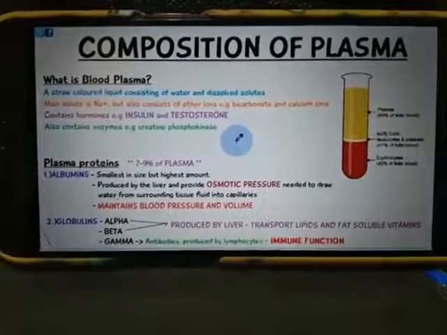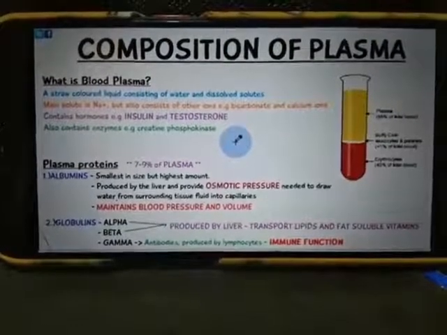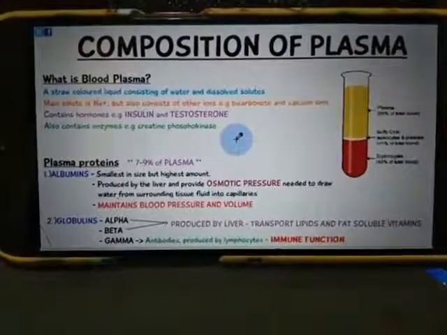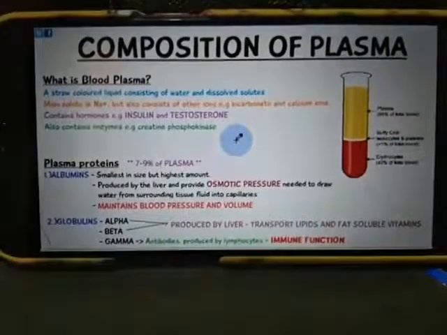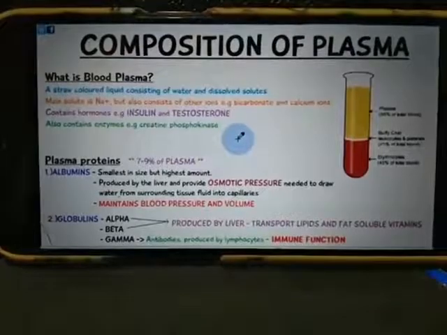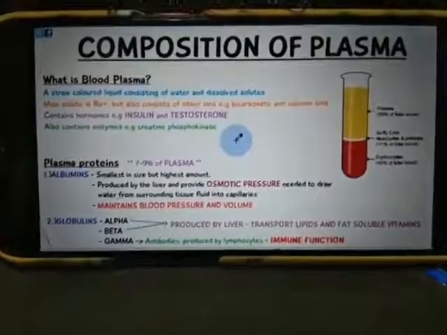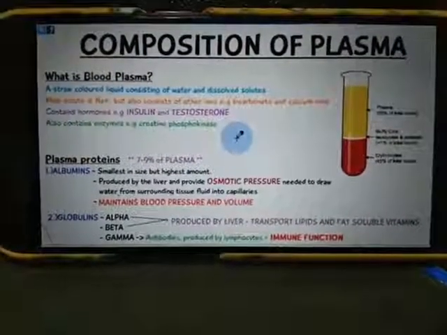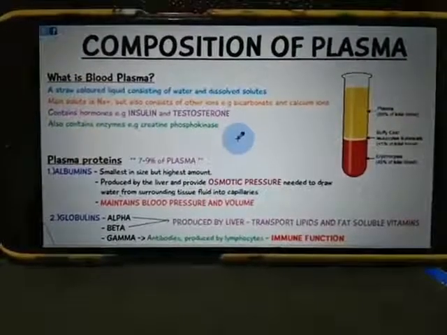First of the plasma proteins is the albumins, which is the smallest in size but highest in amount. It is produced by the liver and provides osmotic pressure needed to draw water from surrounding tissue fluid into capillaries. It also maintains blood pressure and volume.